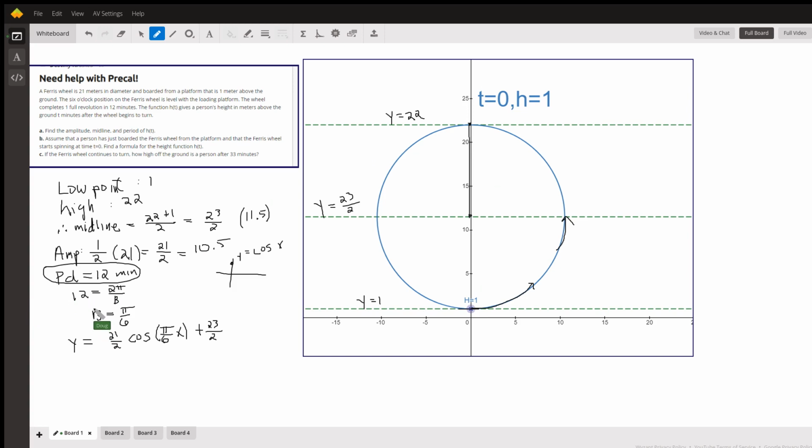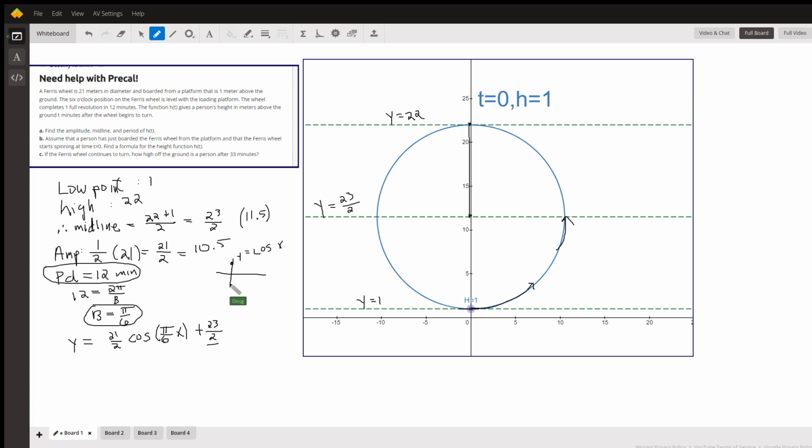To write the equation of a periodic function that meets these qualifications, we need to find out the value for b, and you'll see what I mean by b in a second. The period of sine and cosine is 2 pi over b, so if we solve for b, we get pi over 6. So it looks like maybe y equals 21 halves, cosine of b, which is pi over 6 x, plus the midline.